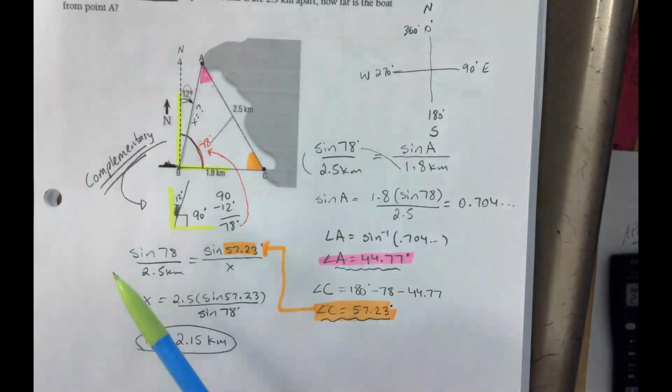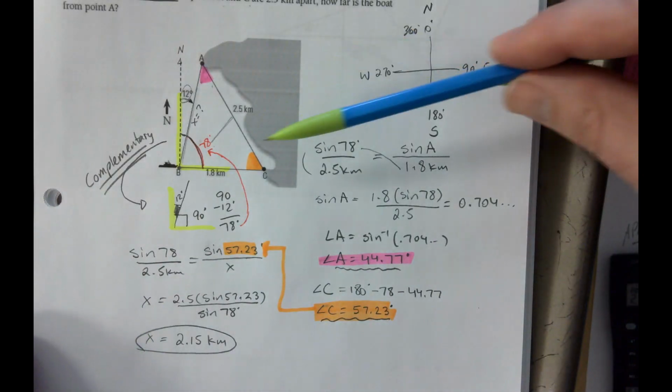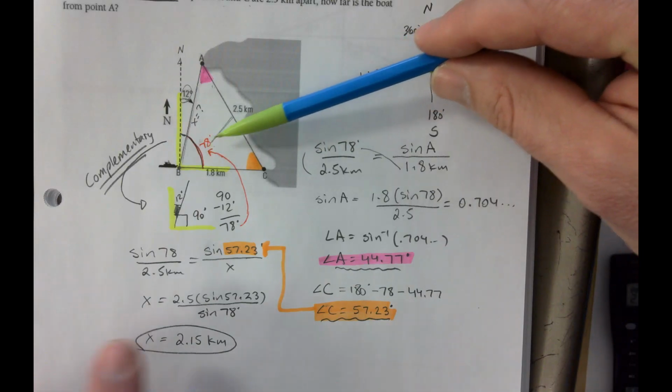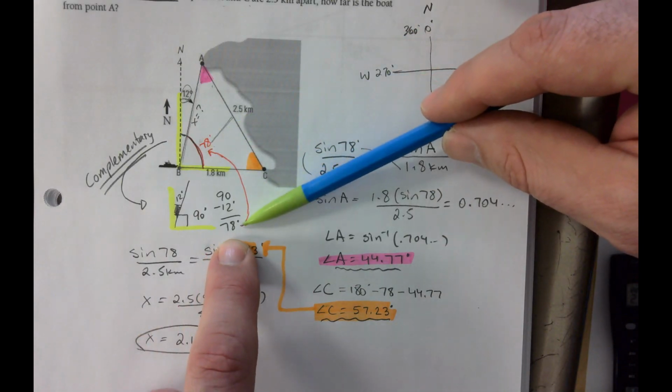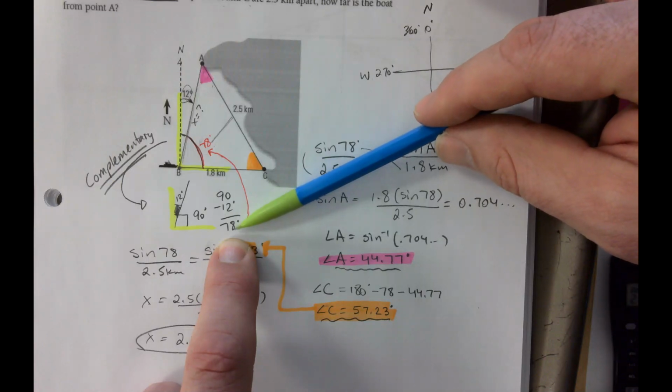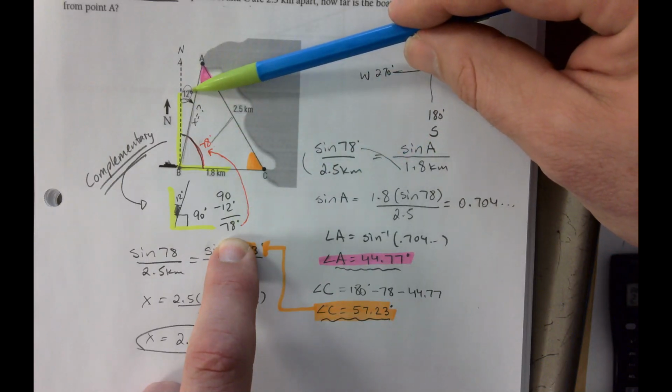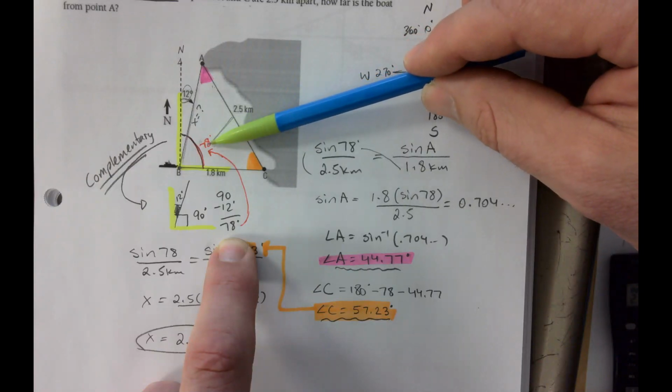You know what the province usually does? They'll have a letter for that angle, the 78 that we found. They'll ask you, what is it? And the idea is you go 90 minus 12 to get it. If you get that wrong, you lose the 1 mark.